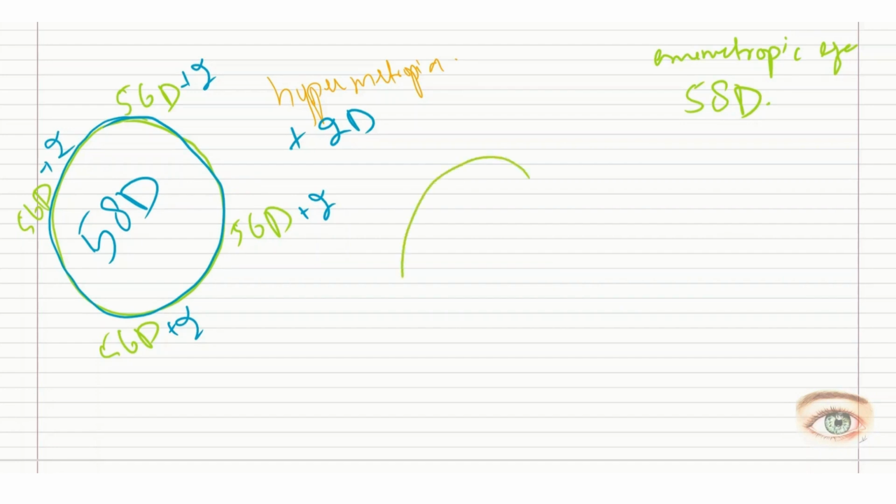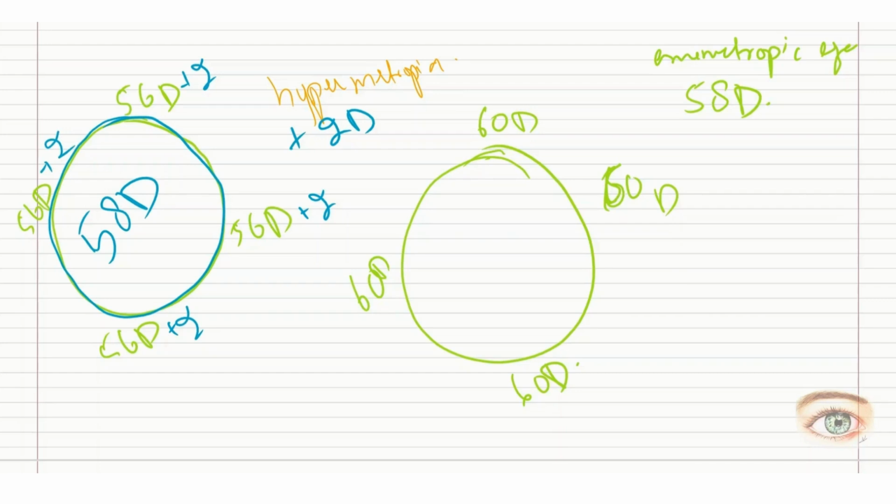Similarly, if I have an eye of 60 diopters, say, right? Now, if I want to make this person emmetropic, what will I do? I will place a -2 diopter spherical lens so that I can make this power 58 diopters, right? So this was the concept of sphere.